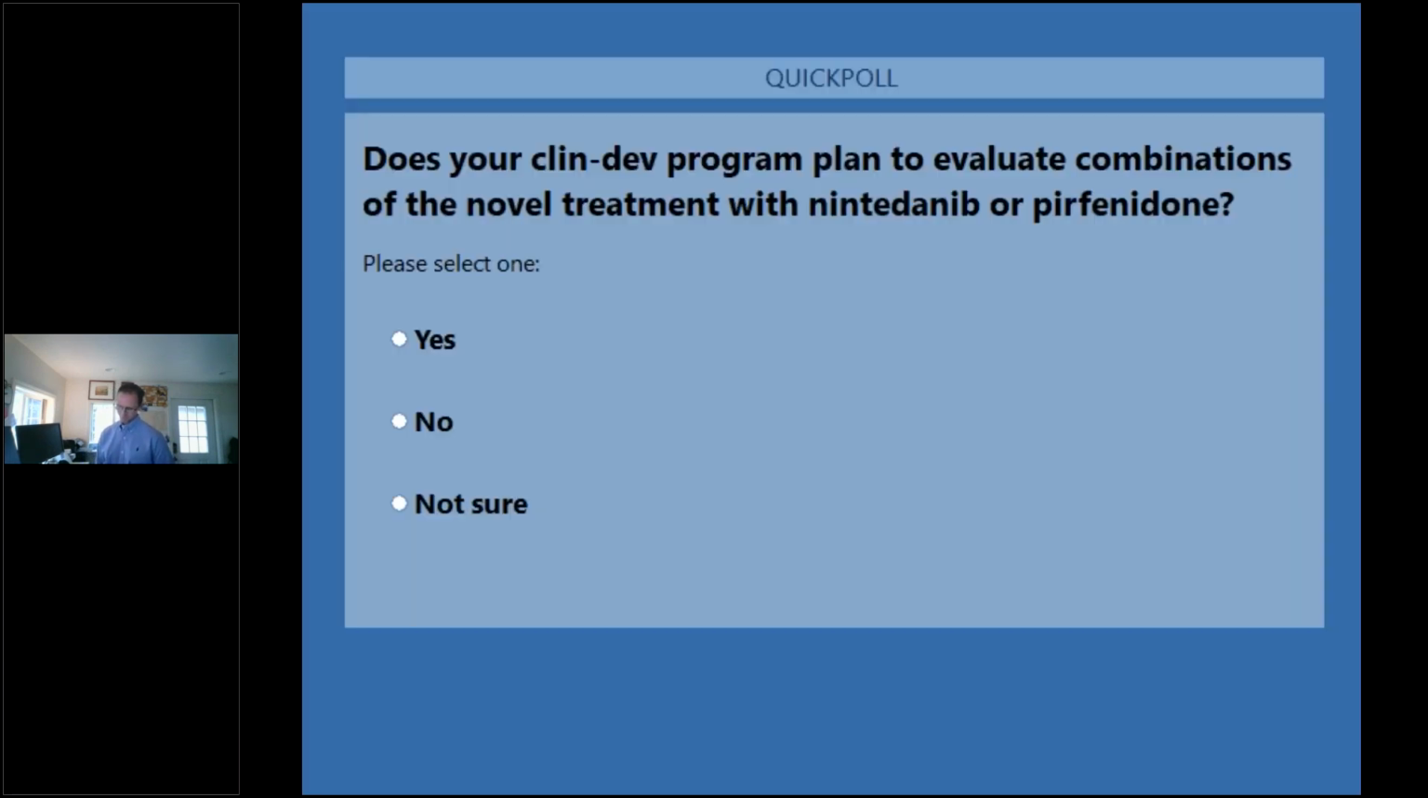All right, our last poll question is: does your clinical development program plan to evaluate combinations of the novel treatment with nintedanib or pirfenidone? I hope I pronounced that right.